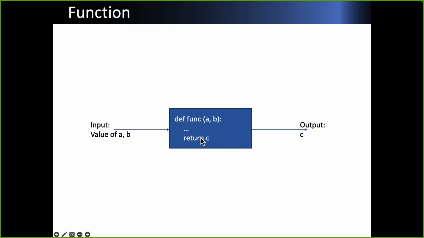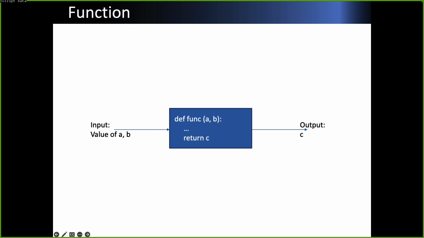So for example, if our input is the variables a and b, then your function takes a and b. Those two variables need to be specified. This is func, open and close parenthesis, with the variables that you want to receive from invocation. And then ending with the colon. When it comes to colon, then there will be the function body.